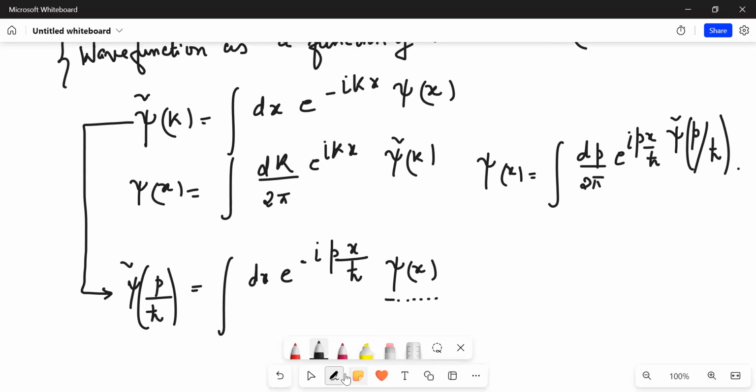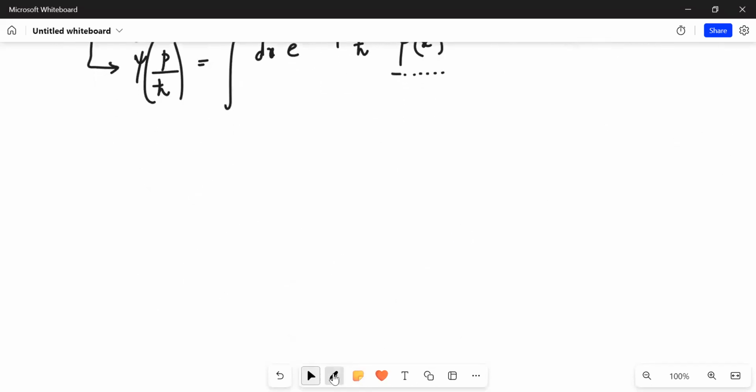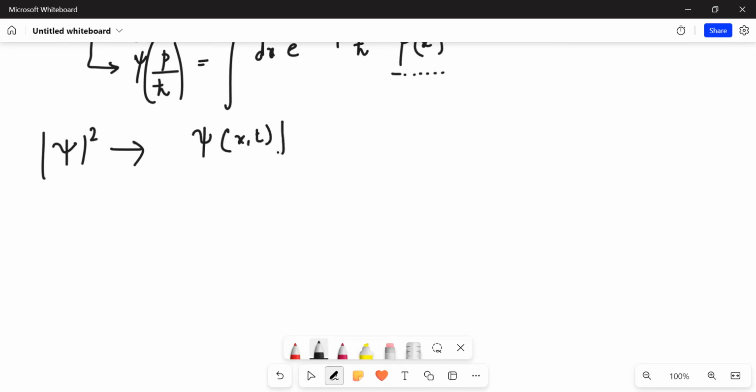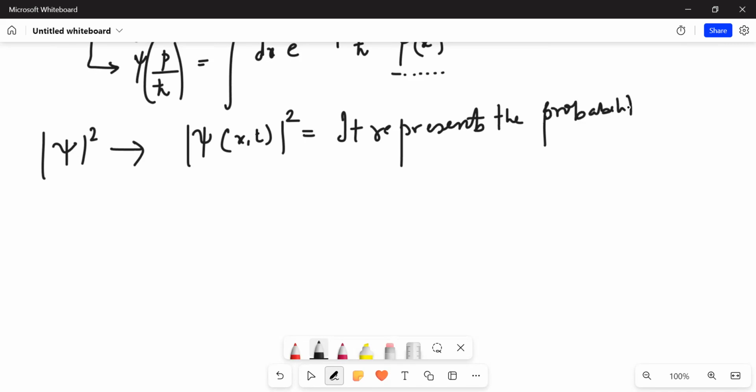Now, having said all these things, we also saw psi mod whole square. So what does psi mod whole square represent? Let's say it is in one dimension, so I'll write psi of x comma t mod whole square. It represents the probability density at position x and time t.